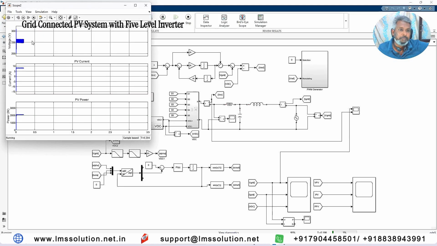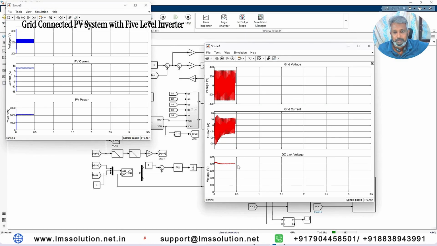Here you see that this is the PV voltage and this is the PV current. PV voltage is maintained around 258 volts and current is maintained around 8 amps. And here you see that the PV power comes to around 2.1 kilowatts. This is the DC link voltage, and the DC link voltage is maintained at around 400 volts. This is the grid voltage, and then this is the grid current.